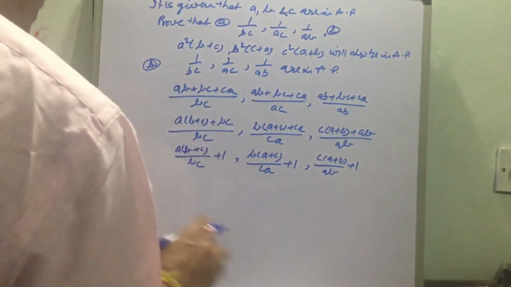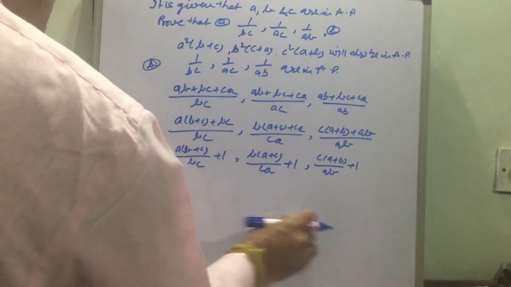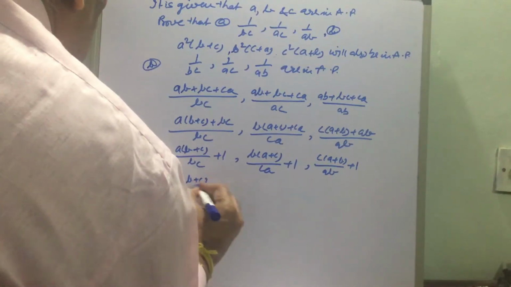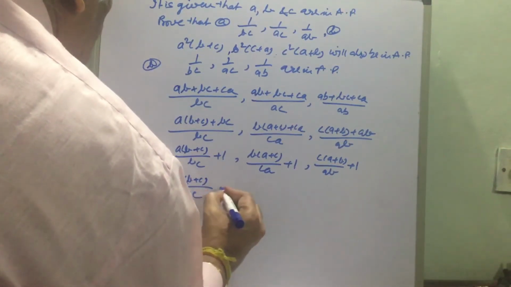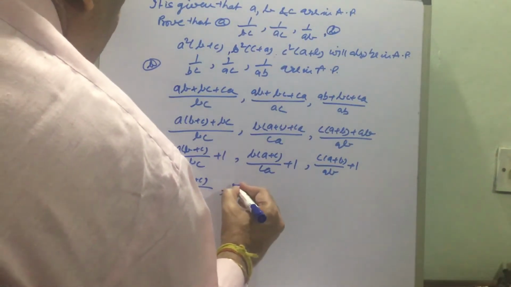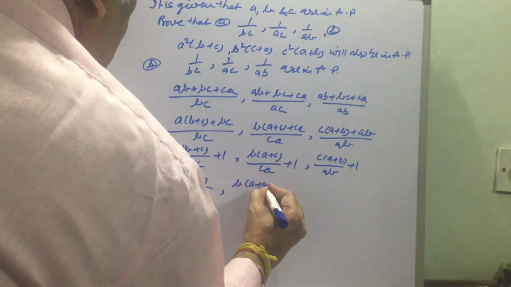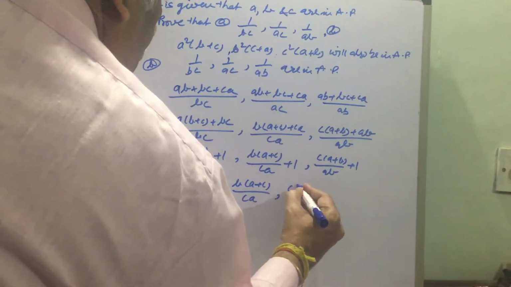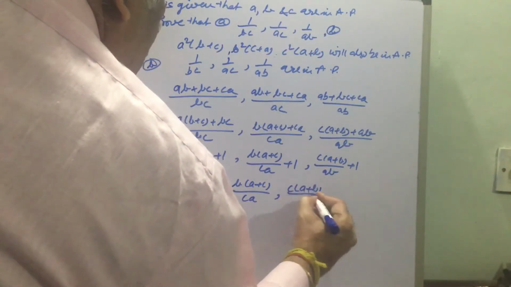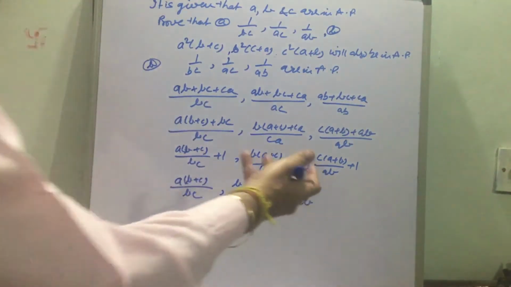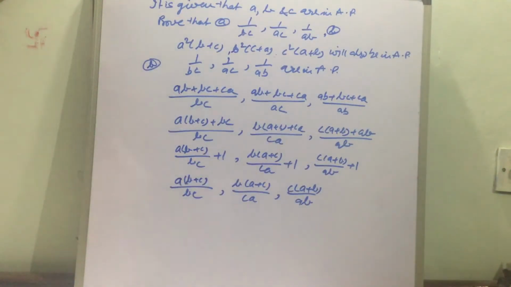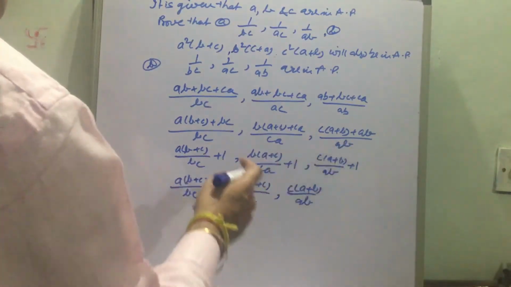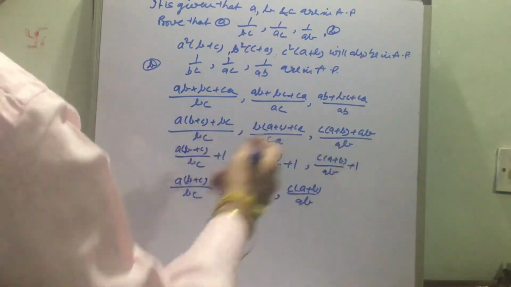Now we subtract 1 from each term. Then we get A into B plus C divided by BC, B into A plus C divided by CA and C into A plus B divided by AB. These terms will also be in AP because we have subtracted one from each term in this series.